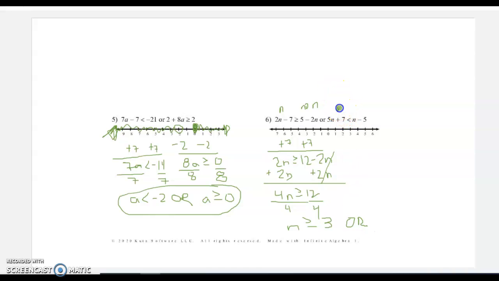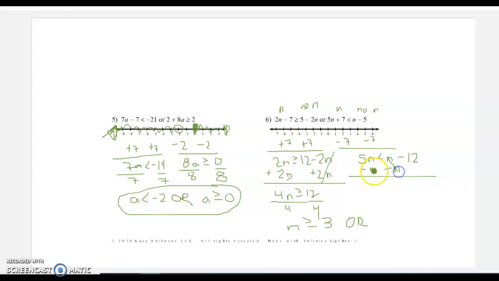Again, we're going n on the left, no n on the right because we have variables on both sides. So to get rid of the 7, we're going to subtract 7 on both sides. So we've got 5n less than n minus 5 minus 7, which is negative 12. So now we got to get this n over to the n side. So to move a positive n, we're going to subtract n.